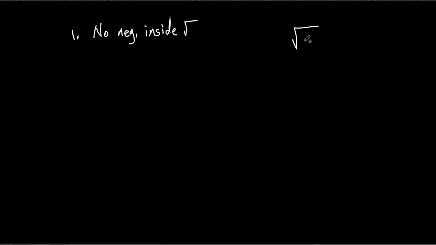So if I had the square root, let's use 9 again, but let's stick a negative in here. Remember what question we have to ask ourselves? What number times itself, what are the exact same two numbers that multiply together to be negative 9?